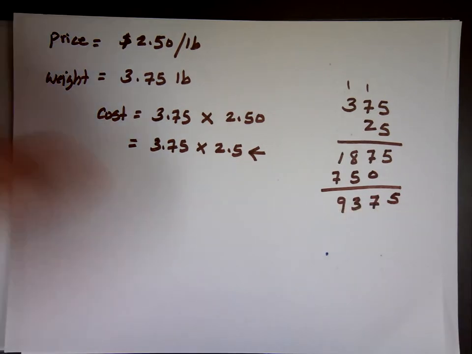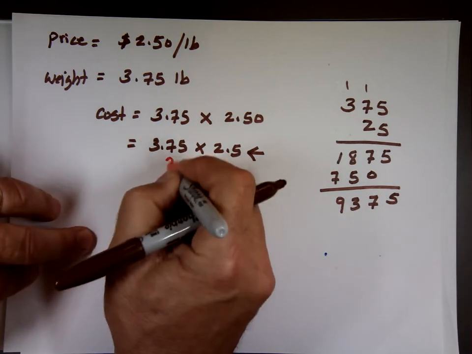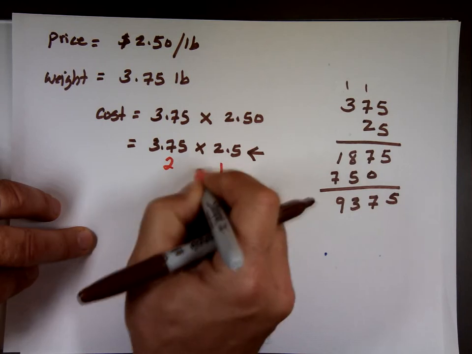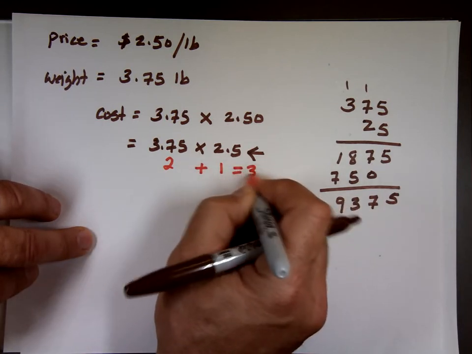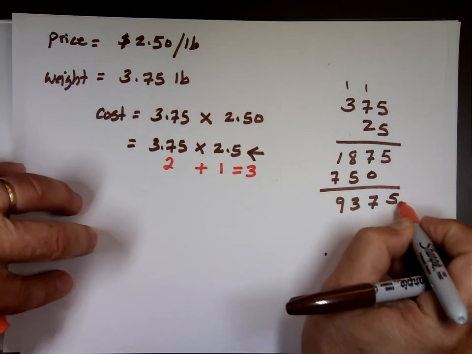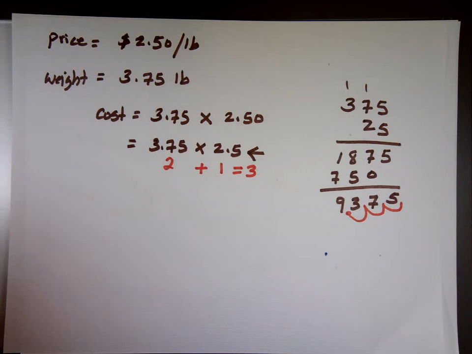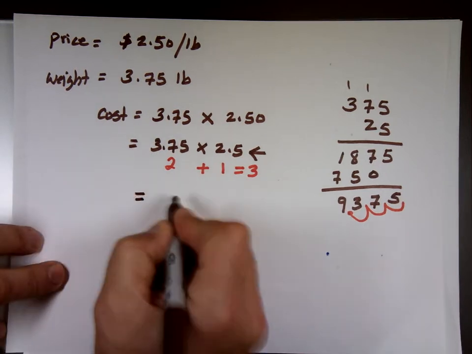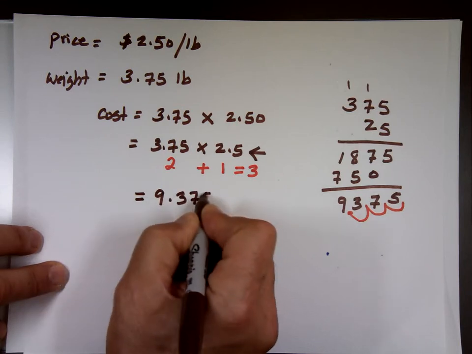Now since I'm using that one, I got to count how many digits. What do we have here? 2 to the right of the decimal point, and this one what? 1. 2 plus 1 will be what? 3. You got to move the decimal point. 1, 2, 3. So what's my number? 9.375. Now we're going to be smart.